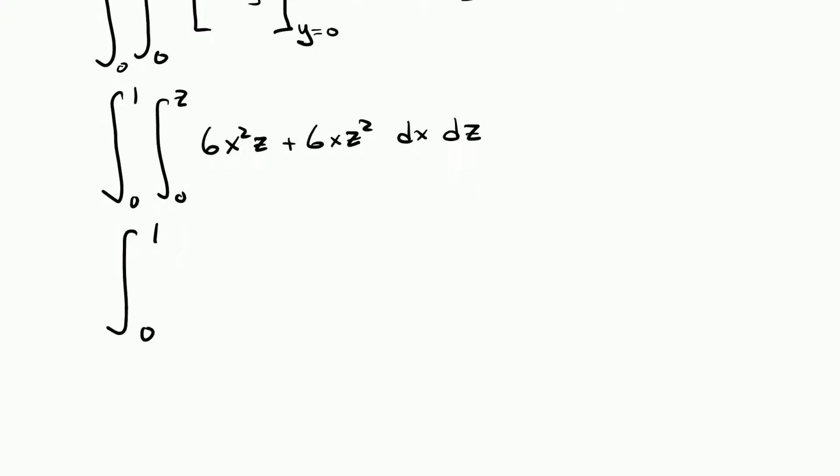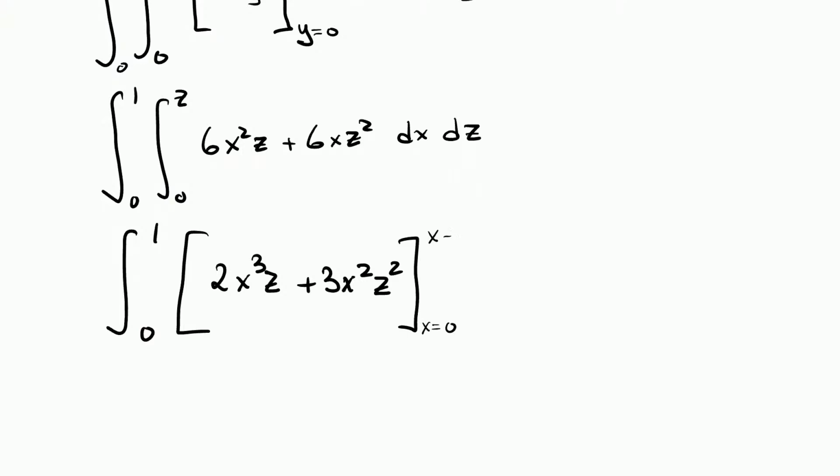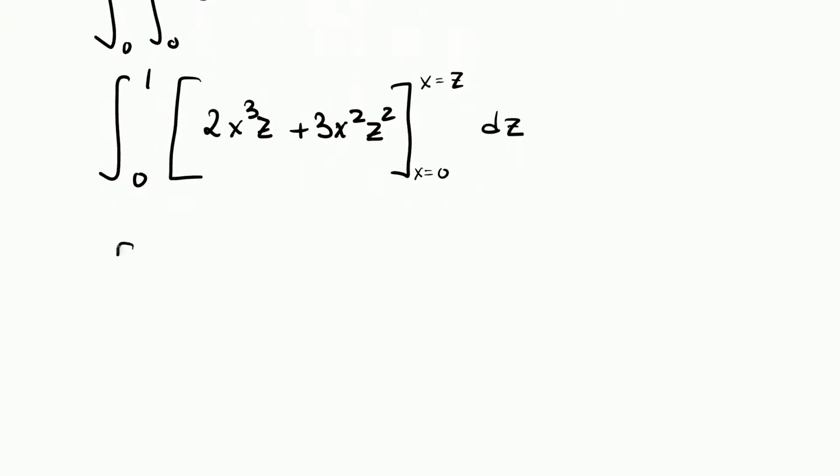It's 2x cubed z plus 3x squared z squared. It's almost as if whoever made this up wanted it to come out nicely. Okay, so this goes from x equals 0 to x equals z. And that someone was probably me 12 years ago. I don't know. But, okay, does that look okay so far? Let's plug those in now.